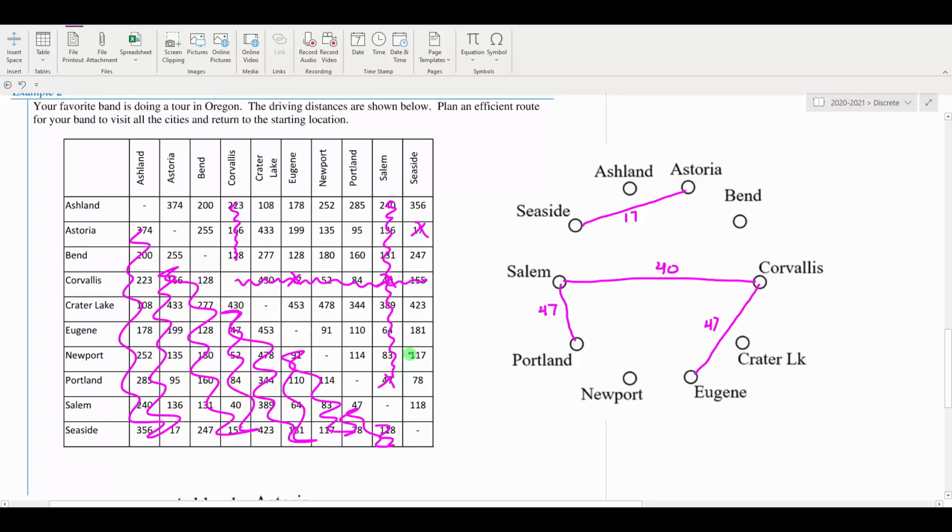Okay, so those are now all gone. All right, and we could do the same thing with Salem. Salem's way down here. We can actually get rid of this 118 down here. We don't need that. And we're going to move on and start scanning for our next shortest edge.